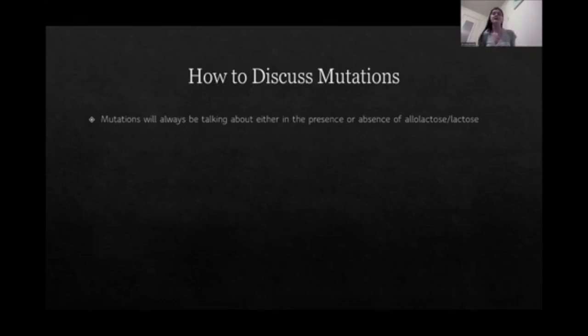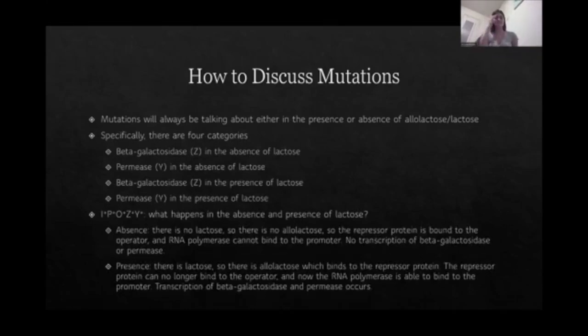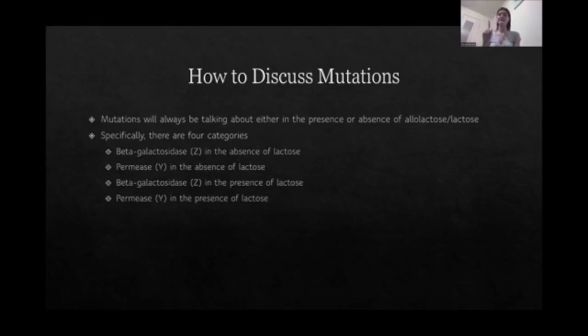Whenever we're discussing mutations, we're always going to be talking about in the presence or absence of allolactose or lactose. So there's 4 categories that you'll see. Beta-galactosidase in the absence, permease in the absence, beta-galactosidase in the presence, permease in the presence.